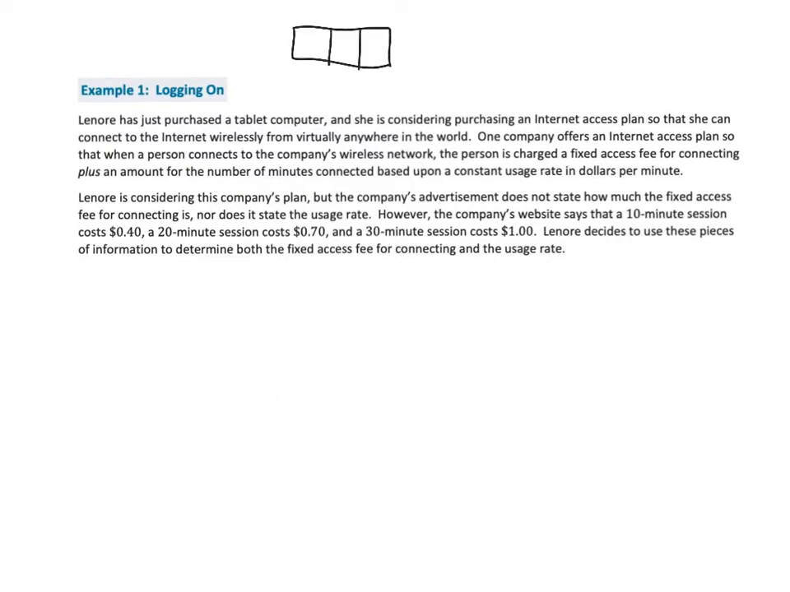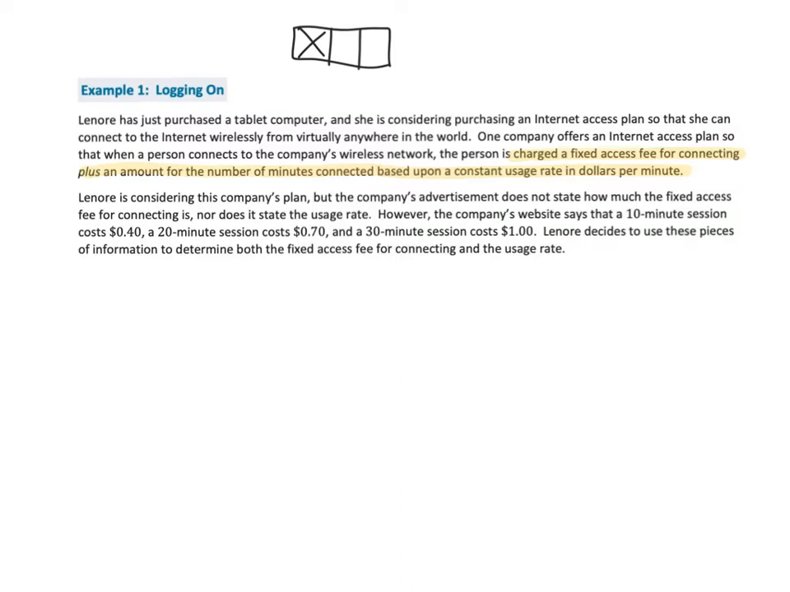So we're going to do our close reading. We just read for the big idea. This time I'm only going to underline or highlight the important information when I read it, okay? So she's purchased a tablet computer, she's considering purchasing an internet access plan, and so on. One company offers an access plan so that when someone connects to the access network, they're charged a fixed access fee for connecting plus an amount for the number of minutes they've been connected based on a constant usage rate in dollars per minute. So they're going to get charged to basically connect, and then they get charged for each minute that they're connected, okay?